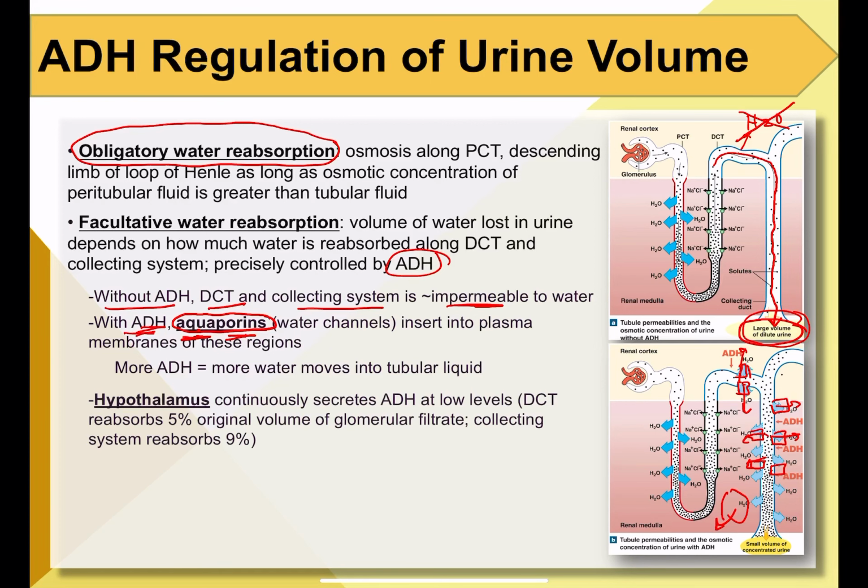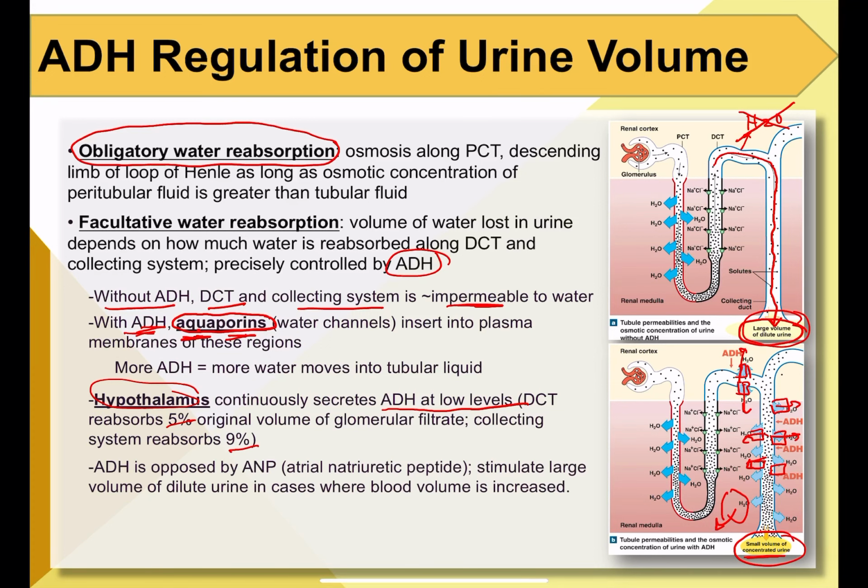Technically speaking, your hypothalamus is continuously secreting low levels of ADH, which makes your DCT and collecting system usually reabsorb about 5% and 9% respectively of water at normal ADH levels. But when you are dehydrated or your body doesn't have enough water, more ADH will be released by your hypothalamus, and then with more water reabsorption, your urine will be smaller in volume and more concentrated. That's when you have more dark yellow urine because you didn't drink enough water.